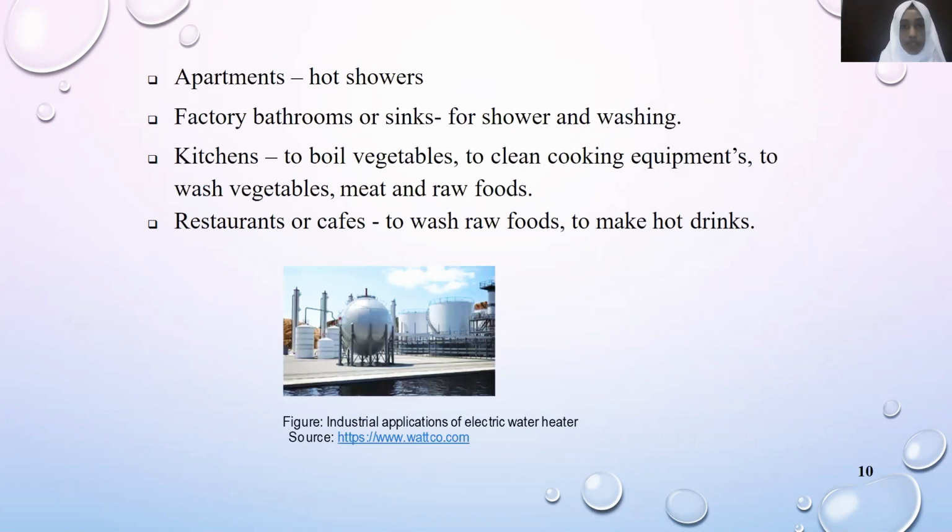In apartments, it's used for hot showers. In factory bathrooms or sinks, it's used for showering or washing. In kitchens, it's used to boil vegetables, to clean cooking equipment, and to wash vegetables, meat, or raw food. Also in restaurants or cafes, it's used to wash raw foods and to make hot drinks.